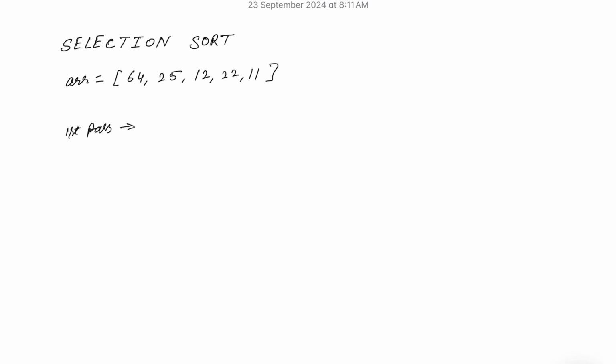so in the first pass, what it will do, its first position is 64. So after 64, for the rest of the array this will find out the minimum element. I just give its index: 0, 1, 2, 3, 4. So after the first element in the first pass, it will move from 1 to 4. This will be the index and it has to find out the minimum element. So what is the minimum element? 11.